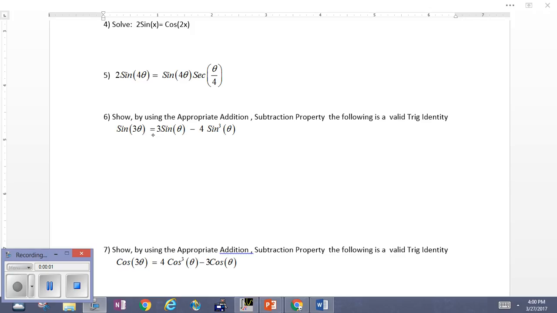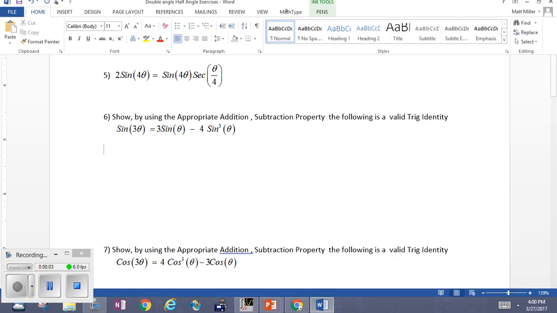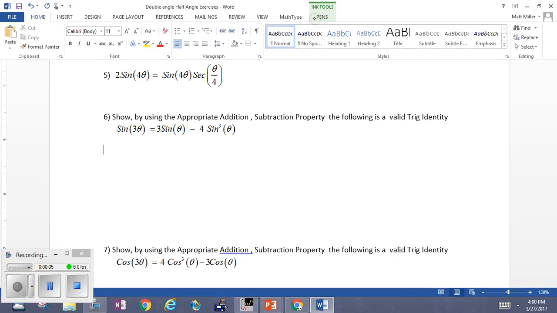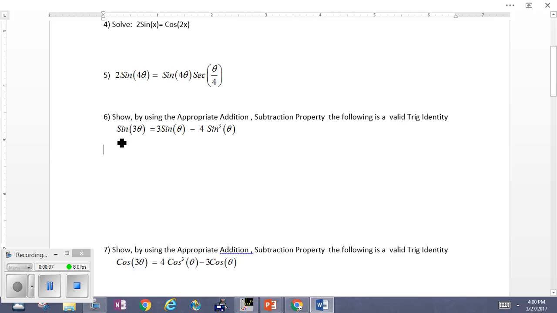Alright, here we go. We want to show this identity is valid. The sine of 3 theta is equal to 3 sine of theta minus 4 sine cubed. What I'm going to do is redefine the sine of 3 theta as the sine of 2 theta plus theta.